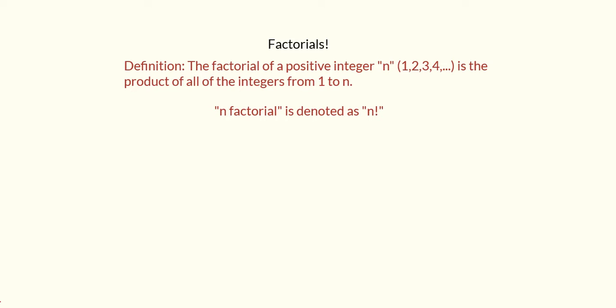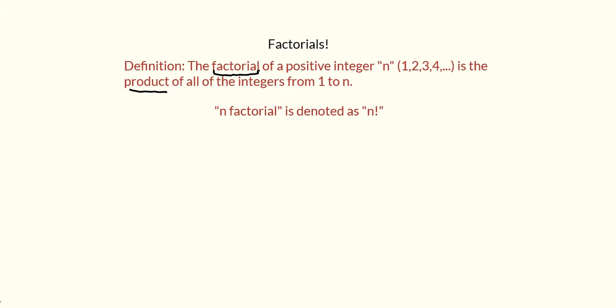To start, let's take a look at the definition. The definition says the factorial of a positive integer n, those are numbers 1, 2, 3, 4, and so on, any whole numbers, is the product of all the integers from 1 to n, the product. And we denote n factorial as n exclamation point.